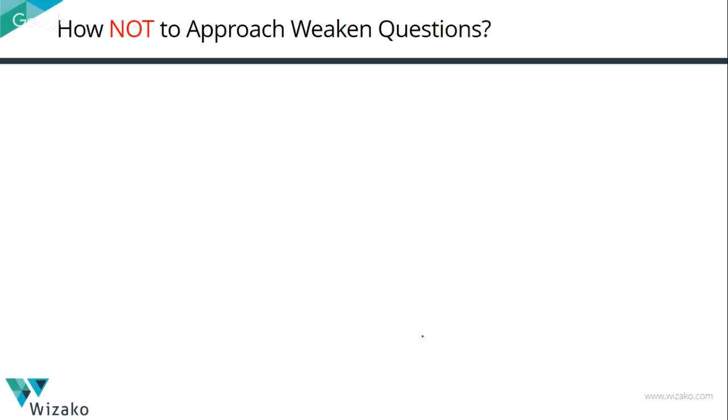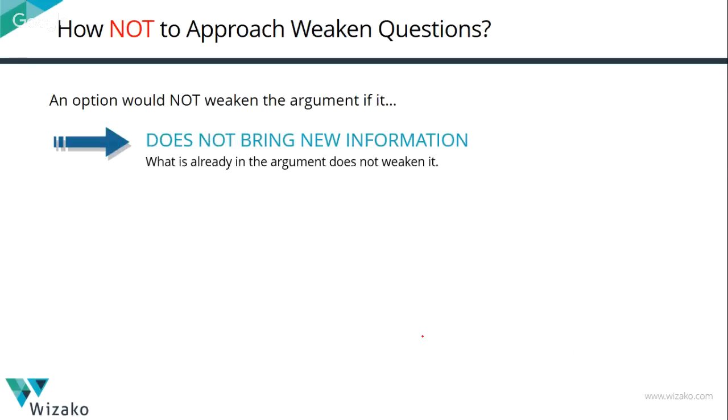Typical traps, basically, typical types of incorrect answer options. An answer option would not weaken the argument if it does not bring in new information. A lot of people look at the argument and say, okay, why are we talking about other factors that are affecting arts recruitment? That's new information. So if it's new information, how does it relate to the argument? And then people eliminate that answer option.